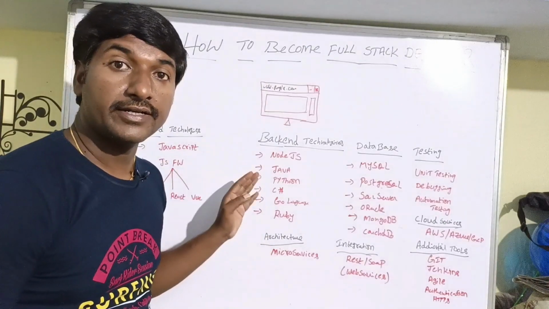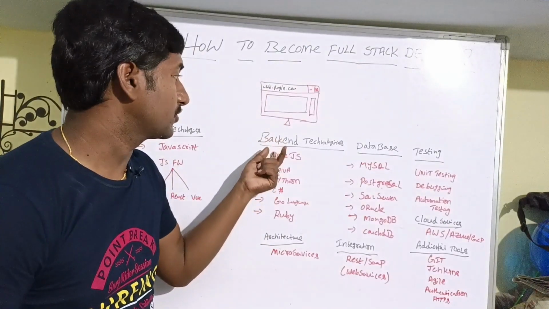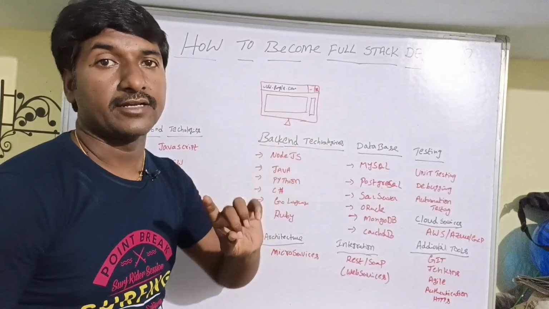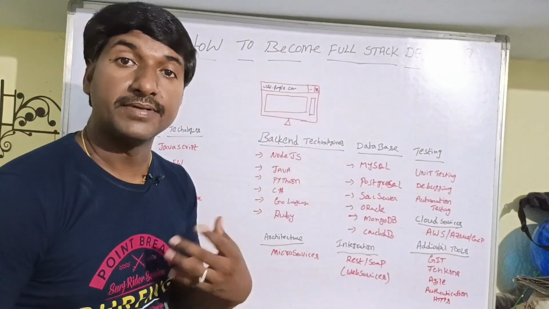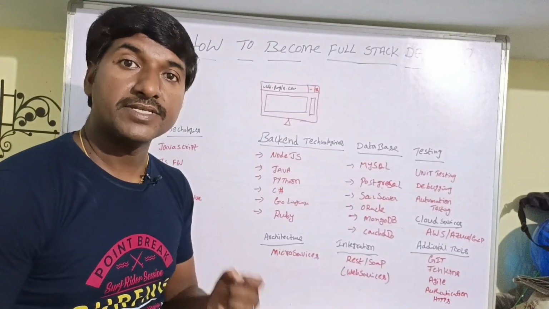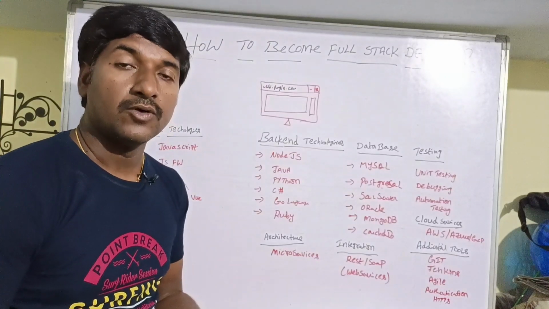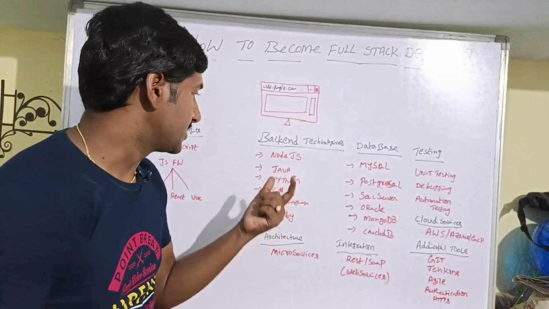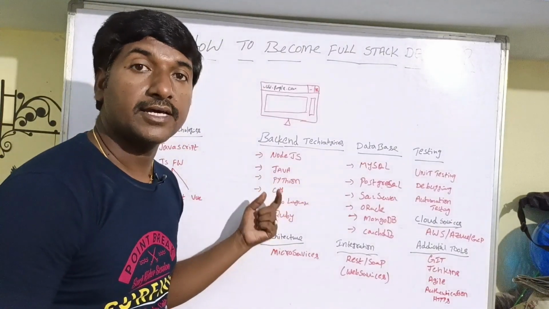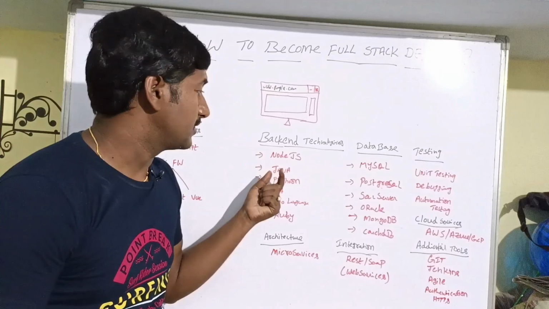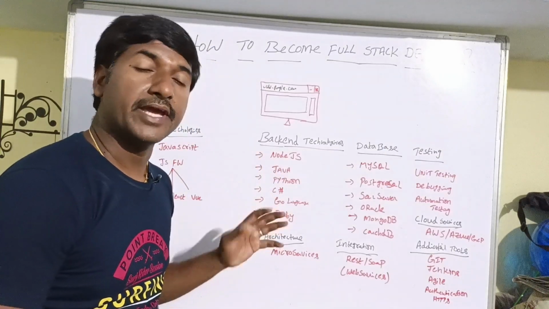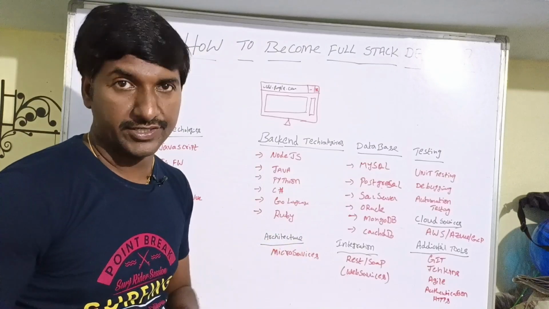After learning the front-end technologies, coming to back-end technologies, you have to learn any one back-end technology to develop the business logic. To develop a business process or business logic, we have to use any one programming language. It might be Java, Python, Node.js, Go, Ruby or C#, any one. It is based on your interest.